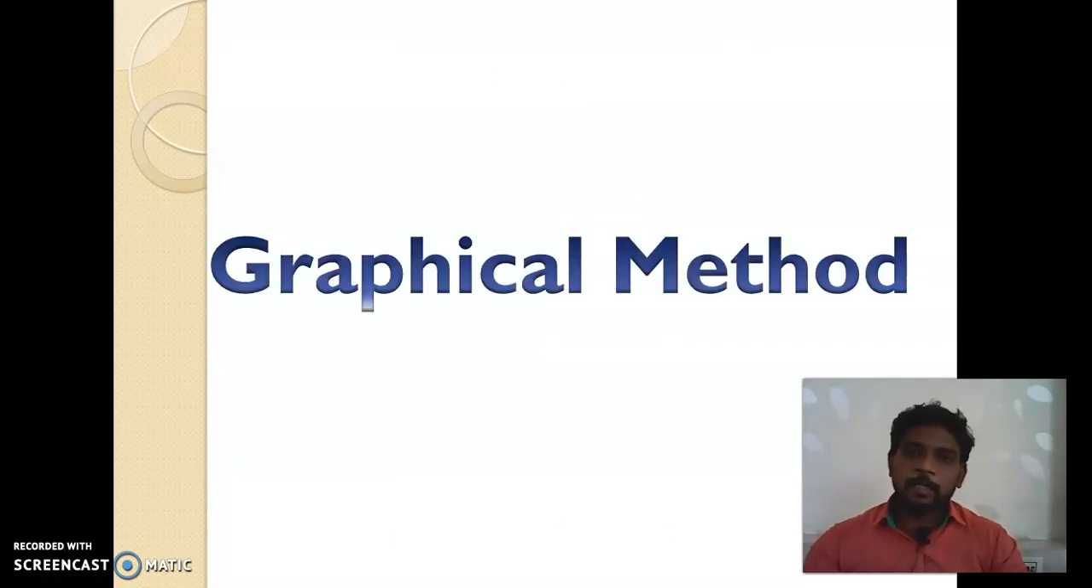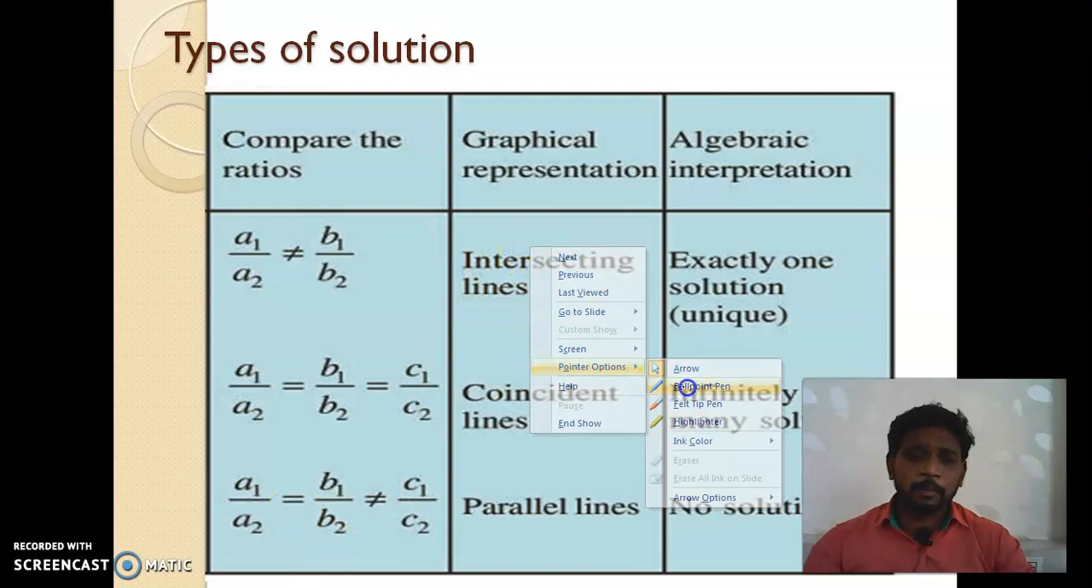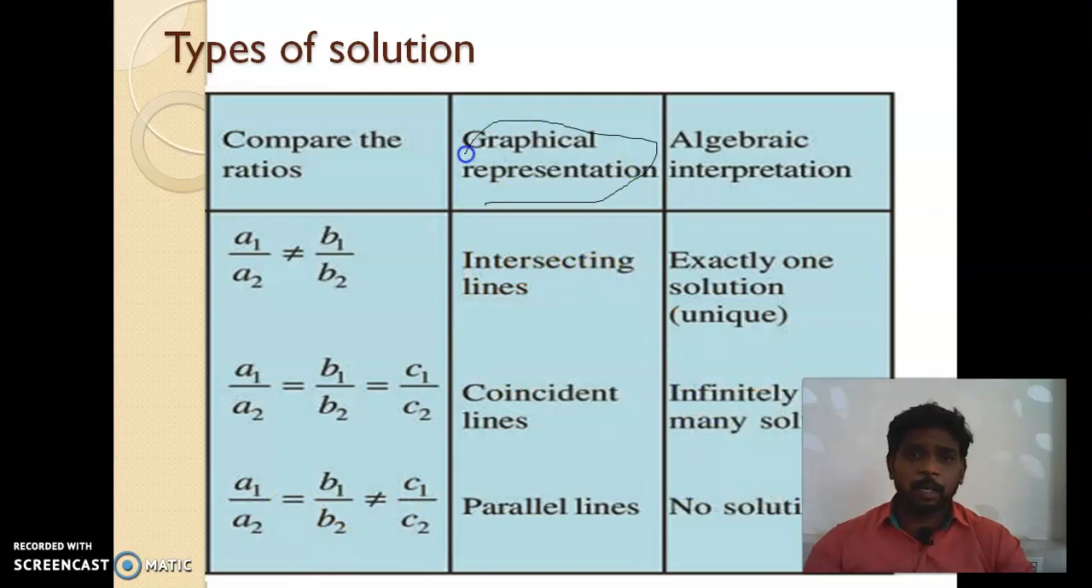And in today's class we are going to see how to solve a pair of linear equations using the graphical method. So look at this. Here also we can classify a pair of linear equations according to the solution. Graphical representation is nothing but a visualization. From the graph we can say what type of solution the given pair of linear equations has. Only three types of solution are available: unique solution, infinitely many solutions and no solution.